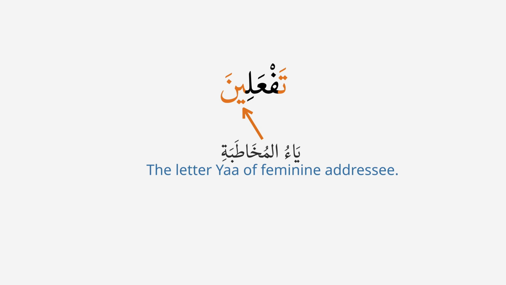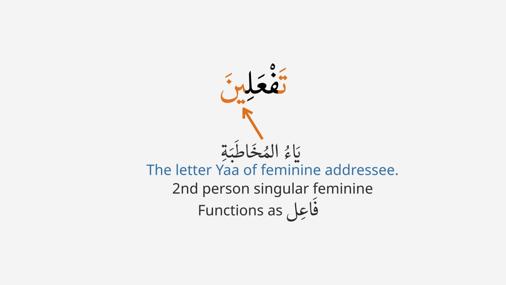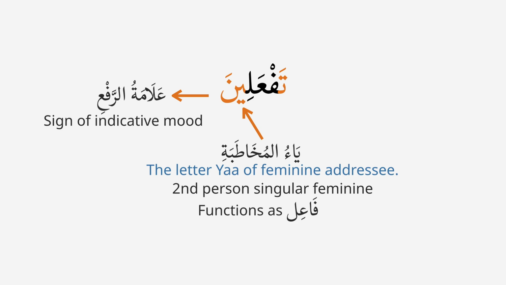Next pattern is تفعلين, which is for second person singular feminine, in which we have ya known as ya ul mukhatabah, meaning the letter ya of feminine addressee. In other words, second person singular feminine, and this ya functions as fa'il. And the letter noon, as usual, is alamatul raf', that is the sign of the indicative mood.